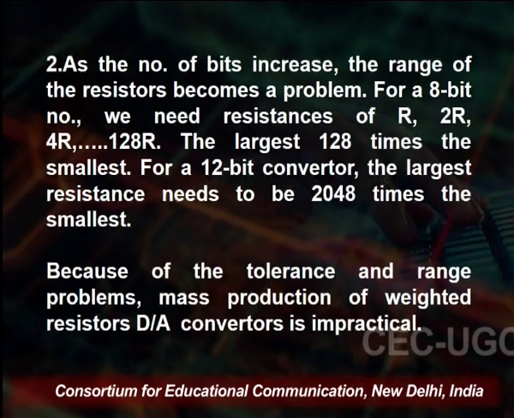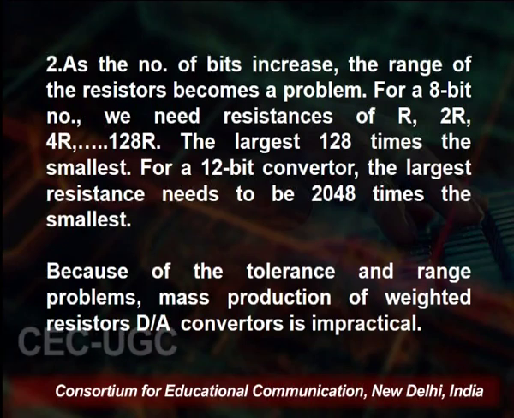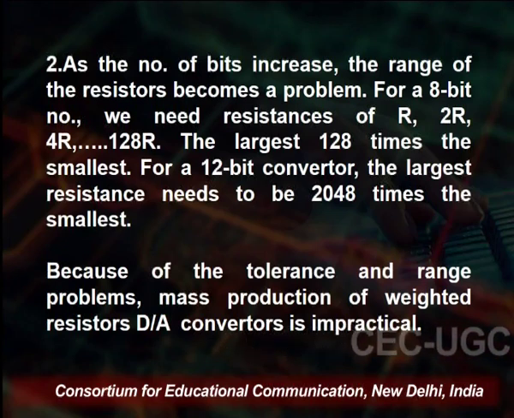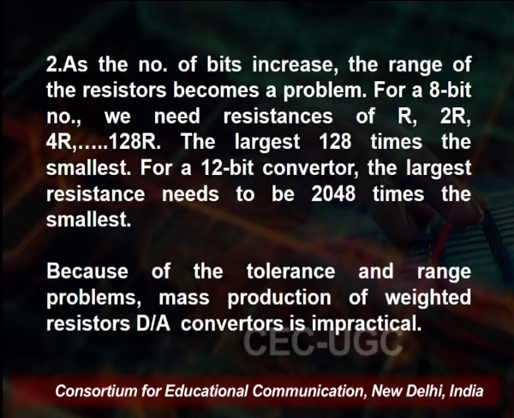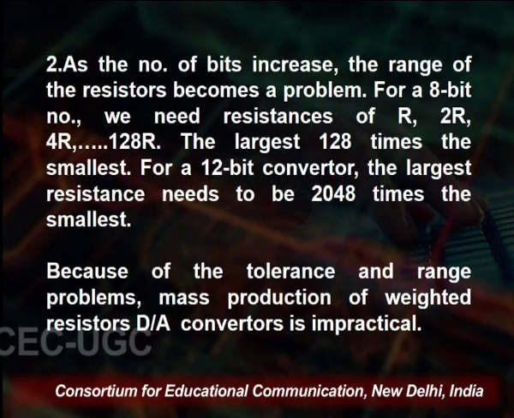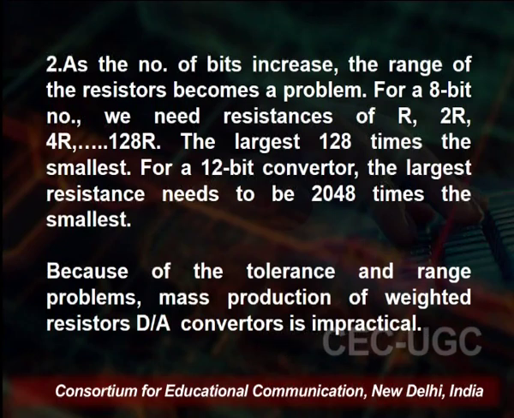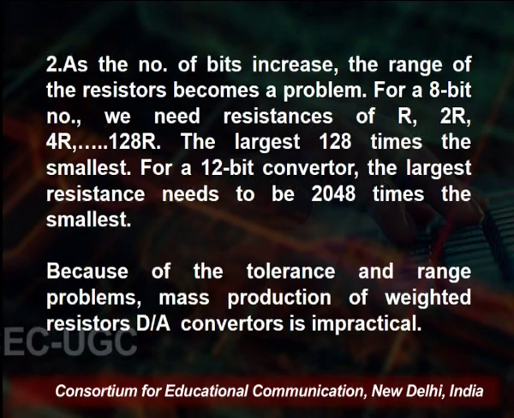Secondly, as the number of bits increase, the range of the resistances becomes a problem. For example, for 8 bits, we need resistances like R, 2R, 4R, 8R, 16R, 32R, 64R and 128R, that is 2 to the power 7, 128R. So, the largest resistance is 128 times the smallest. And for a 12-bit DA converter, the largest resistance needs to be 2048 times the smallest.